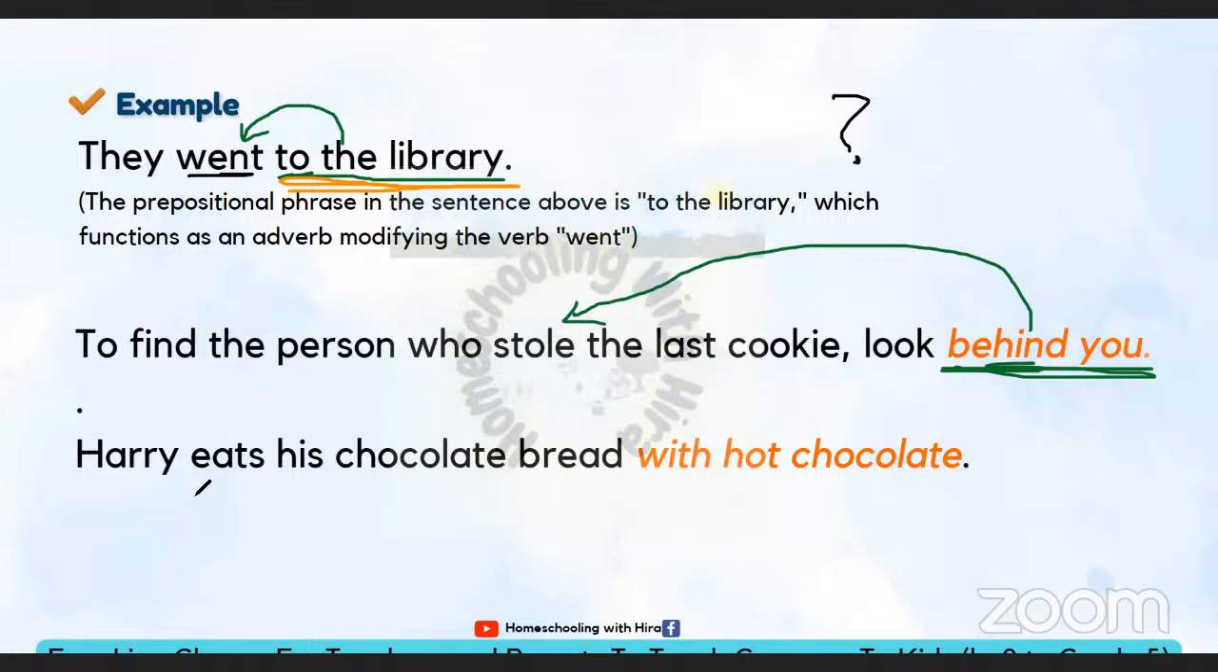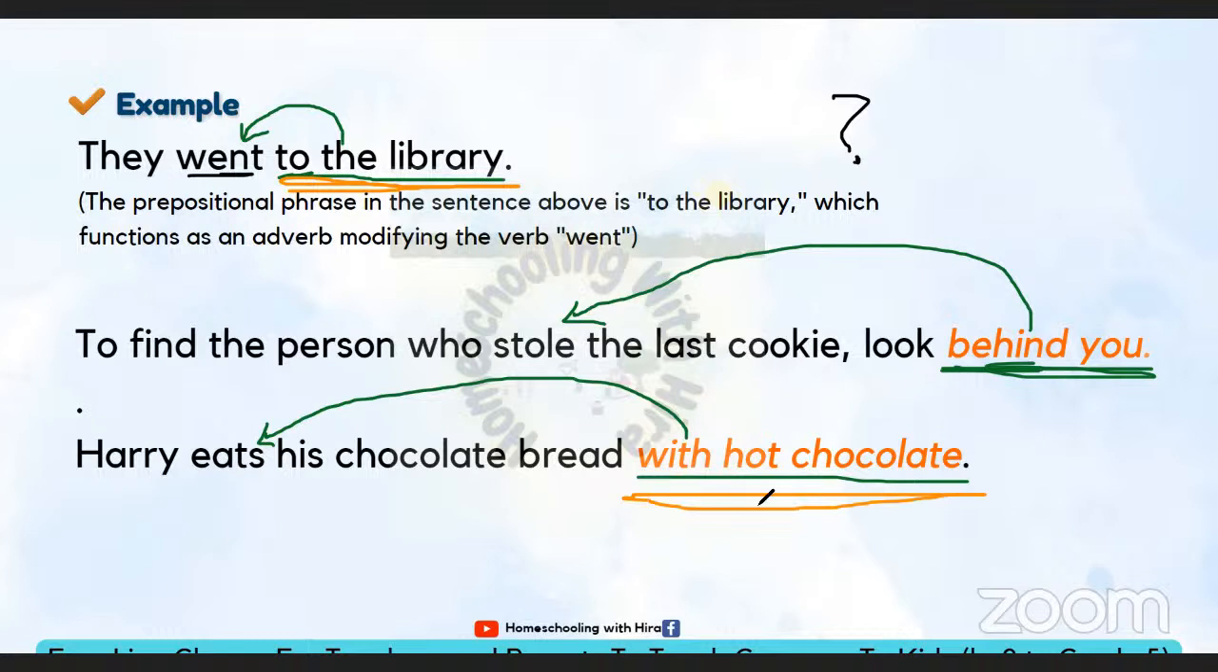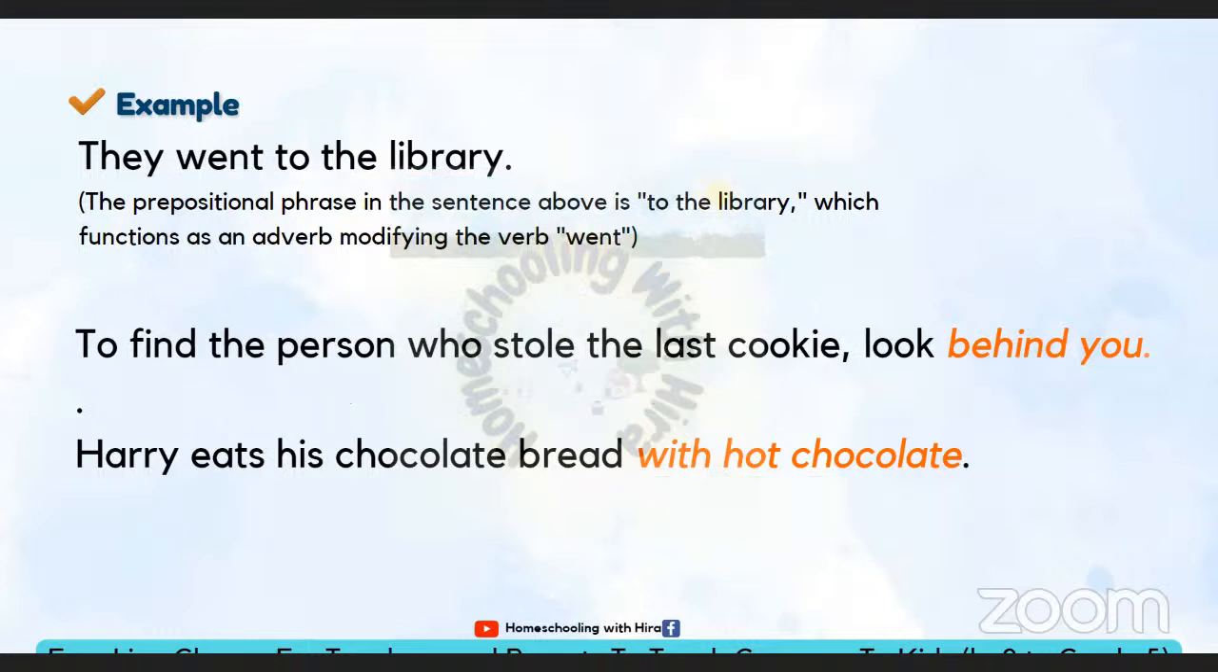Next, we have Harry eats his chocolate bread with hot chocolate. With hot chocolate, prepositional phrase. And it is giving us the information about Harry eats his chocolate bread. He eats with hot chocolate. Again, a complete phrase is giving us the information about the action of eating. So it is an adverbial phrase. Okay. I hope this is also clear.